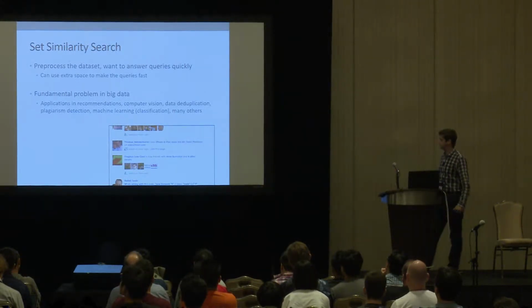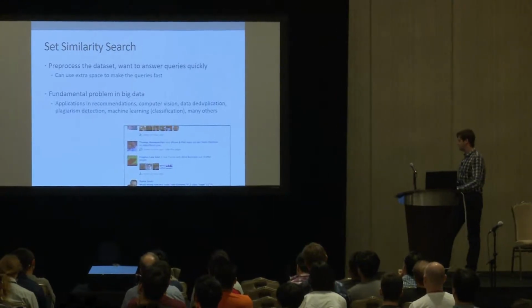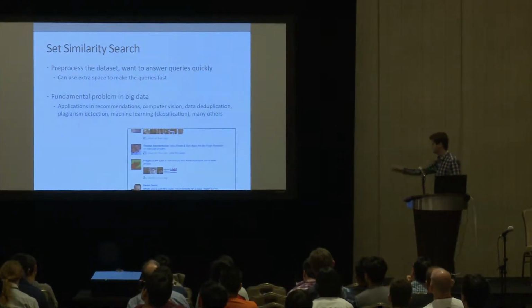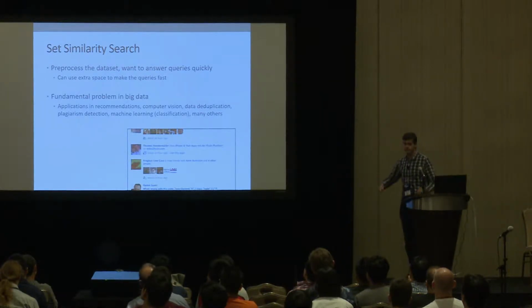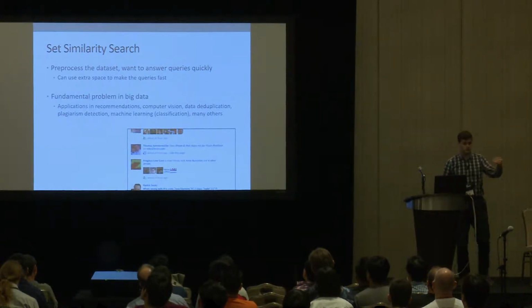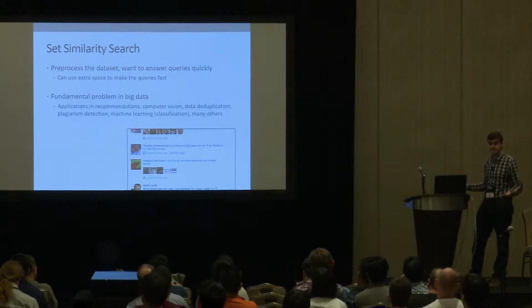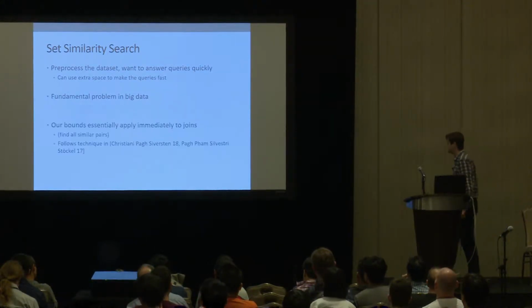So set similarity search is a fundamental problem in big data. It's important for recommendations, computer vision, data deduplication, many other things. This is a Facebook news feed. Maybe you want to see what sort of things one person has looked at and compare it to what sort of things someone else has looked at.